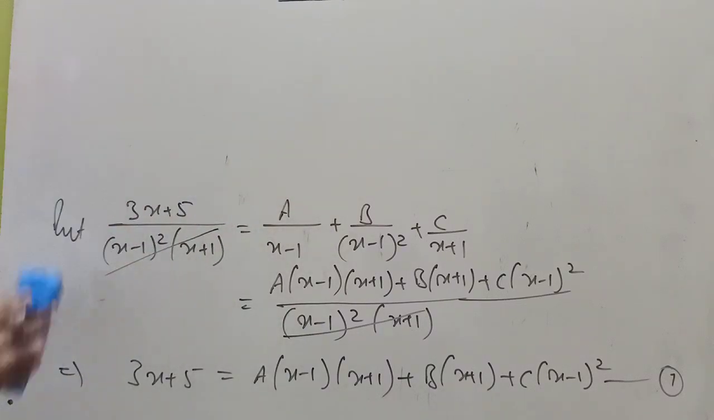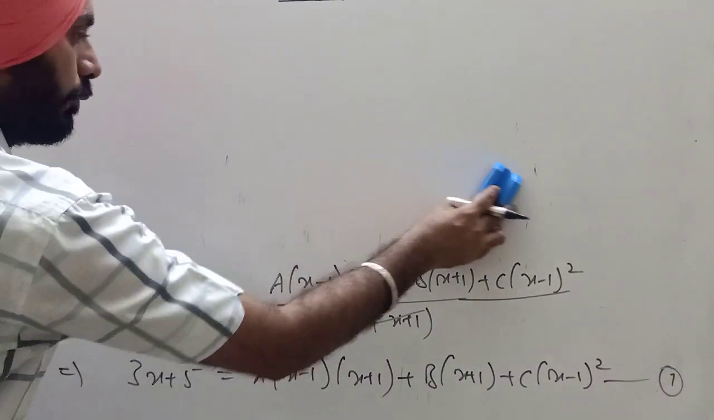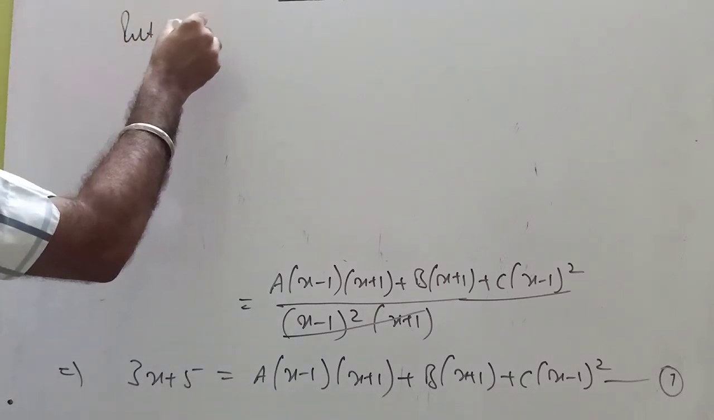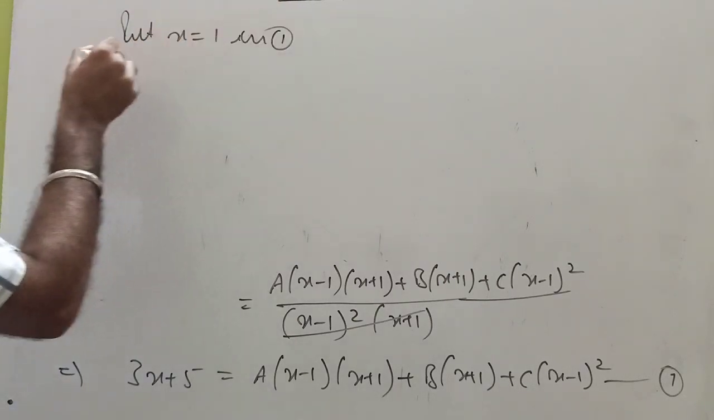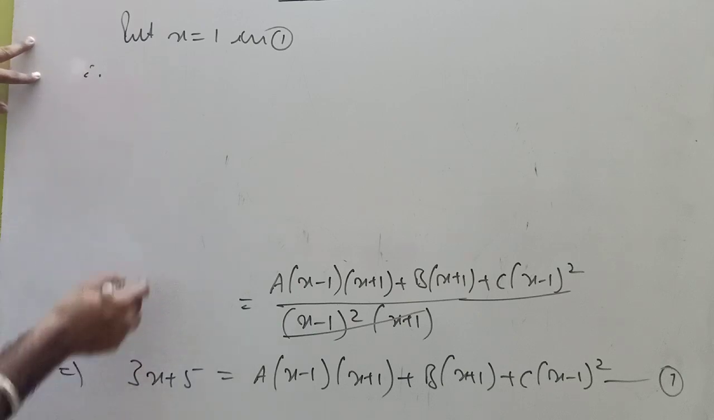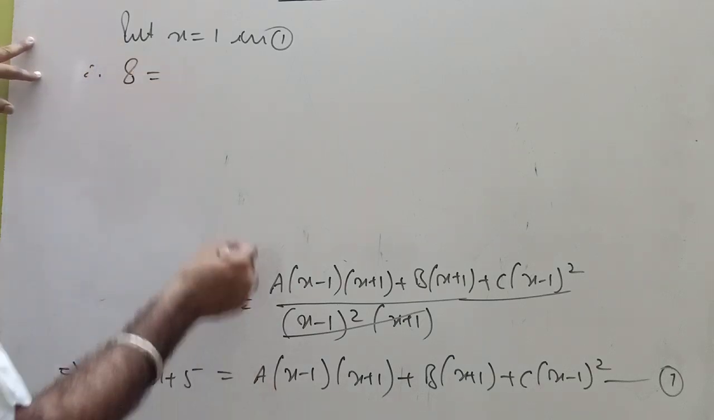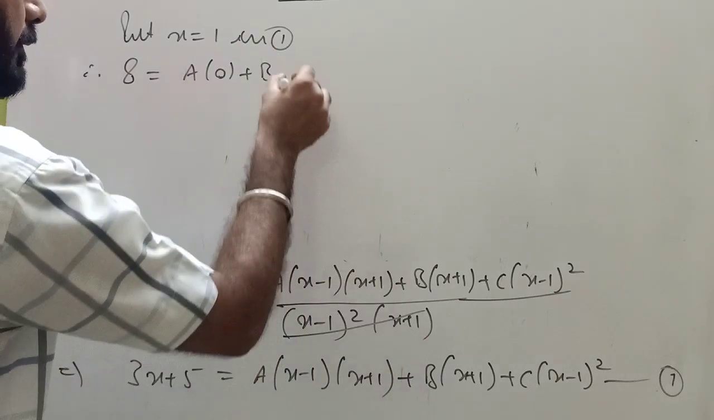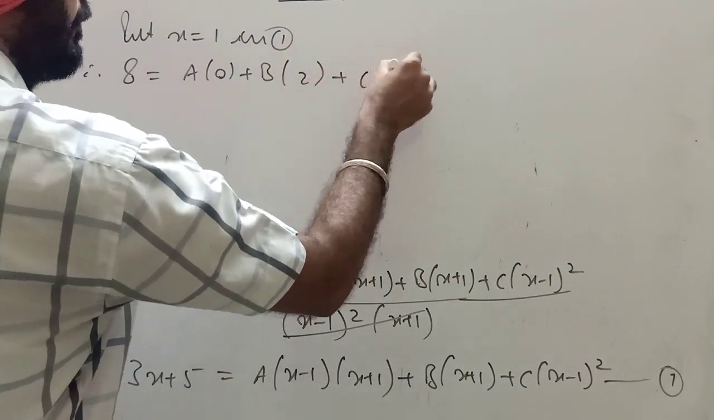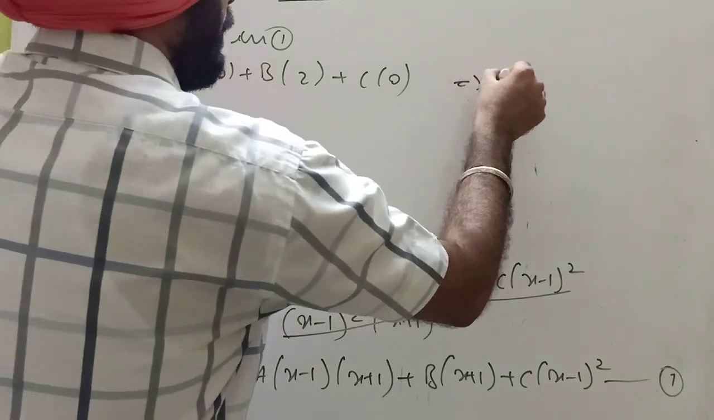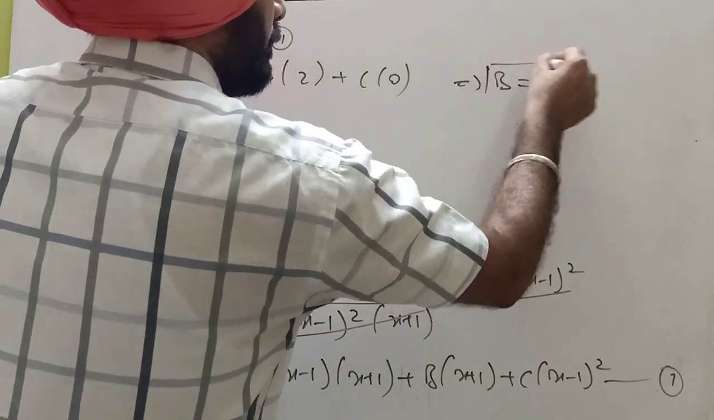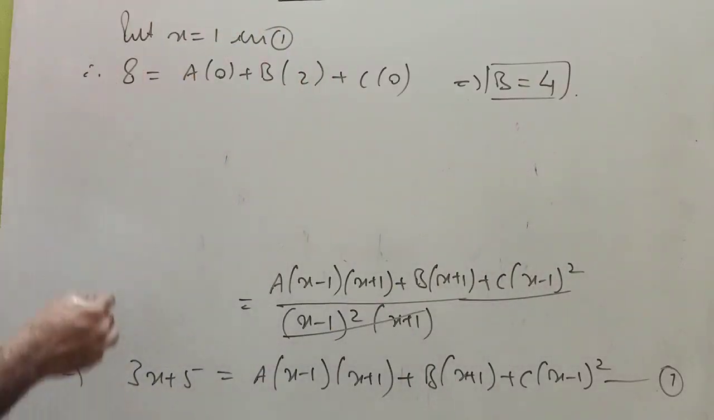So from the first bracket, put x is equal to 1 in number 1 equation. Therefore, number 1 implies put x equal to 1, 8, a into 0, b into 1 plus 1 is 2, c into 0. So the value of b is 8 by 2, means 4. Value of b is 4.